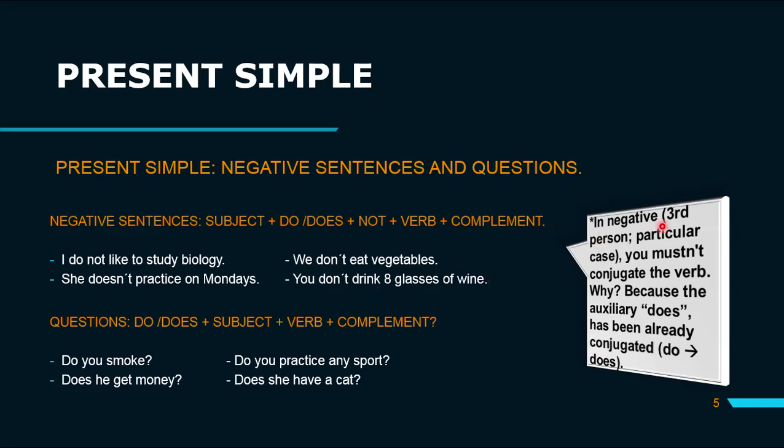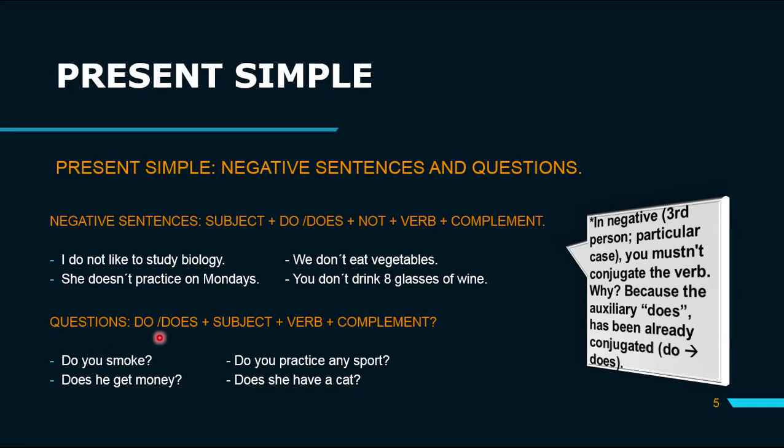Look at this. In negative, in third person, this is a particular case, you mustn't conjugate the verb. Why? Because the auxiliary does has been already conjugated. Do changes to does for the third person, he, she, and it. Like in this example, she doesn't practice. We don't say she doesn't practices. That would be incorrect. So the correct form is she doesn't practice on Mondays.